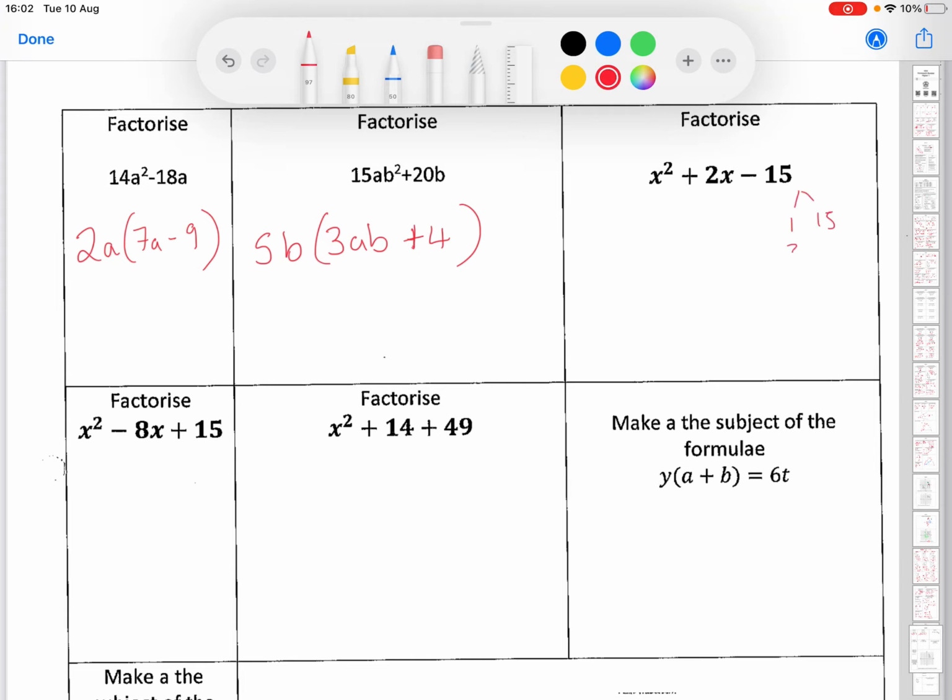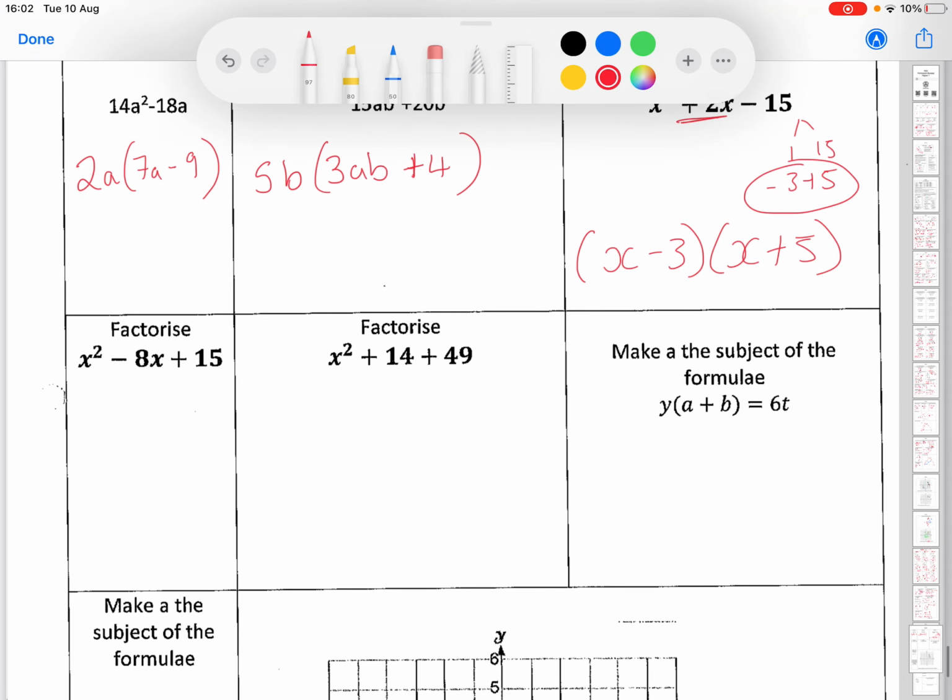When we're factorising a quadratic, write down your factors of the end number. So the factors of 15 are 1 and 15 and 3 and 5. We need to make positive 2. So we need the 3 and 5, but it needs to be positive 2 as the answer. So we need plus 5 minus 3. If you do it the other way around, you will get a negative 2. So one of the answers has got to be x minus 3, and the other answer is x plus 5. It doesn't matter which way around you write it. If you write the x plus 5 first or the x minus 3 second, it doesn't matter.